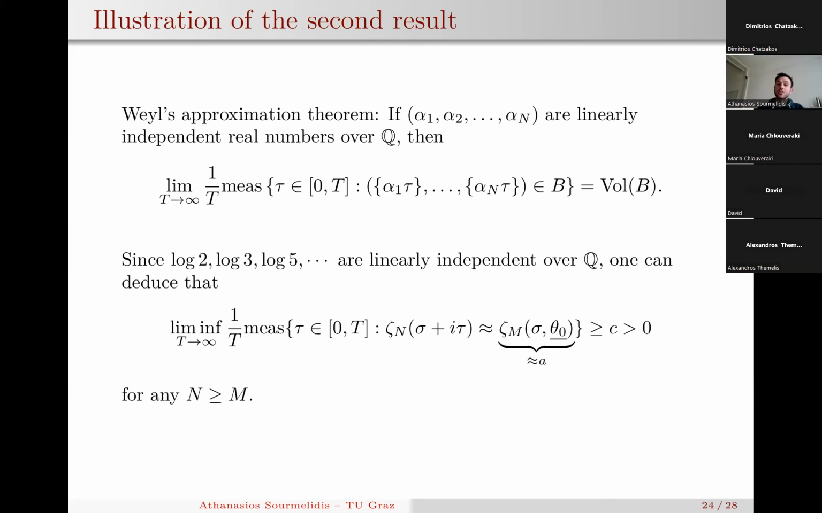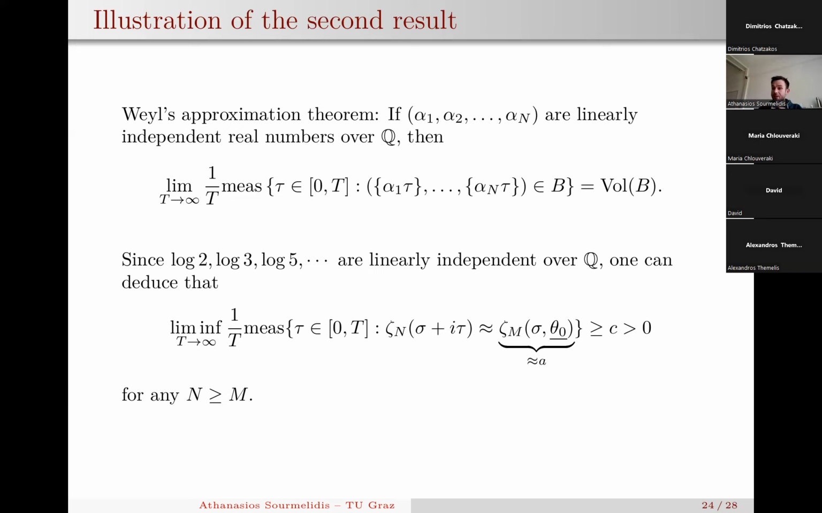Using this fact, then we can show that since the logarithms of the primes are irrational numbers and linearly independent over the rationals, and this follows from the unique prime factorization of the integers, the measure of those real numbers tau in this interval, such that the truncated Euler product is close to A, is positive. This limit exists, and it's a positive number. It's a positive number which is also independent of how long you take the truncated Euler product. It doesn't depend, but we need that we take sufficiently large n's.